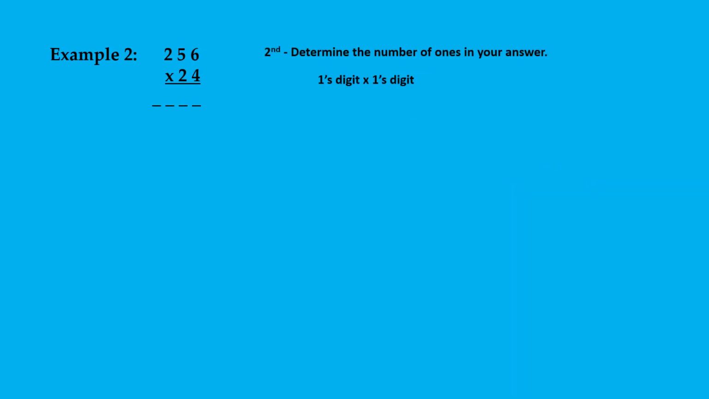Second, determine the number of ones in your answer. Ones digit times ones digit. So we take 4 times 6 is 24. Place 4 in the ones place of the answer and regroup the 2 to the tens place.